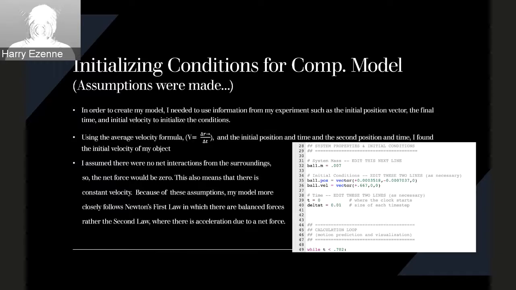I assumed there were no net interactions from the surroundings, so the net force would be zero. This also means that there is constant velocity. Because of these assumptions, my model more closely follows Newton's first law, in which there are balanced forces rather than the second law, where there's acceleration due to a net force.